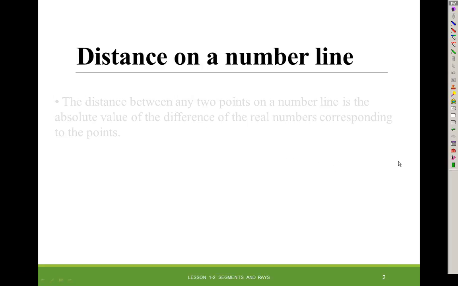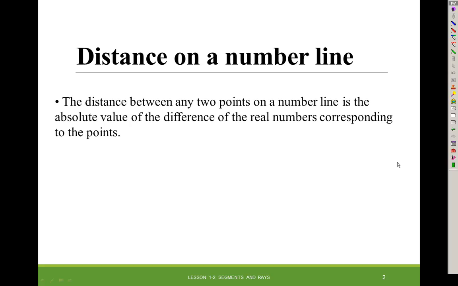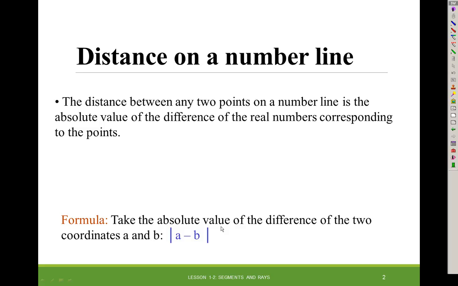Distance on the number line. The distance between any 2 points on the number line is the absolute value, that means it's going to be positive, of the difference between the real numbers corresponding to the points. The difference, we're going to subtract. Subtract one from the other and take the absolute value. So the absolute value of the difference of the two coordinates A and B, absolute value of A minus B.